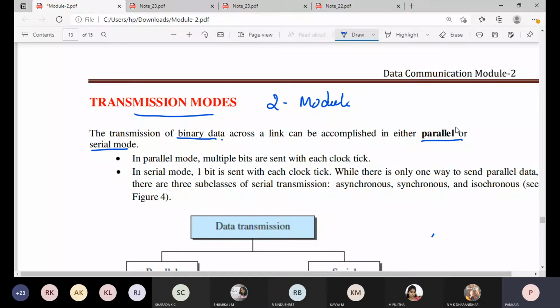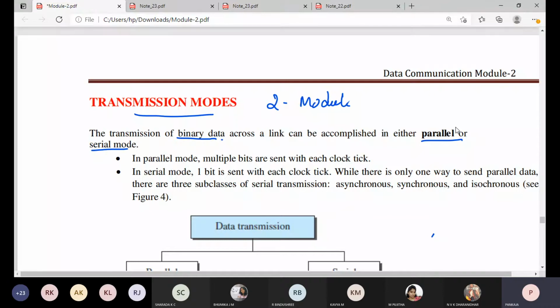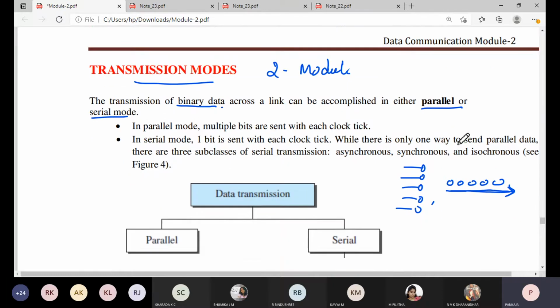Maybe you have learned this in some other subject related to EC. How can data be sent? There are two ways. Either the data can be sent parallelly, a set of bits at a time. All these zeros can be sent parallelly at a time. That is called parallel transmission mode. If it is sent one by one, this is called serial mode. We'll go through the advantage and disadvantage of each of these methods.